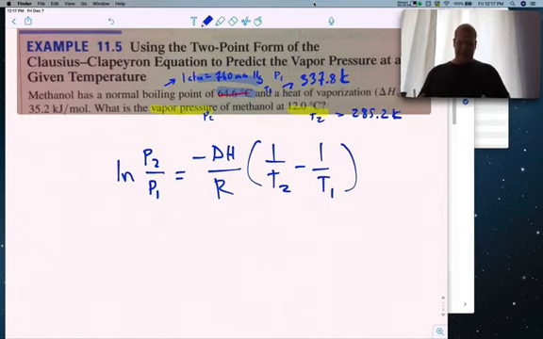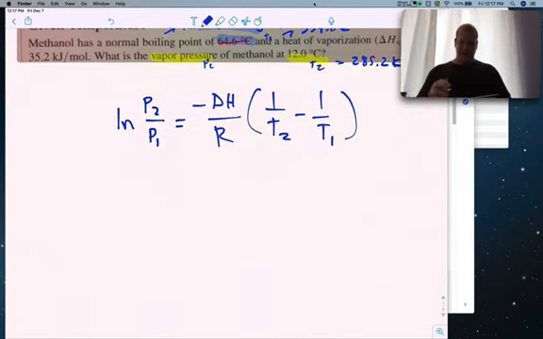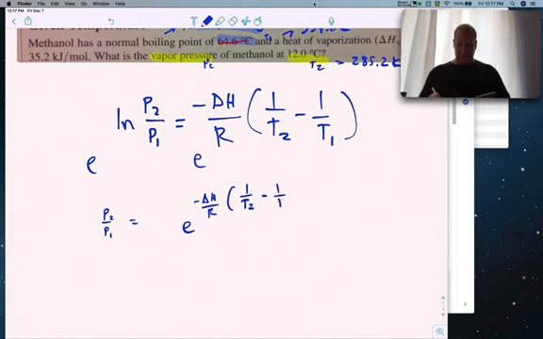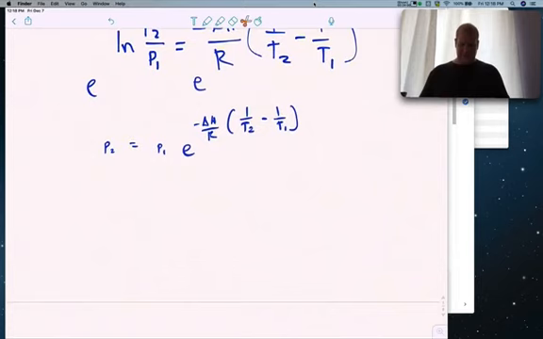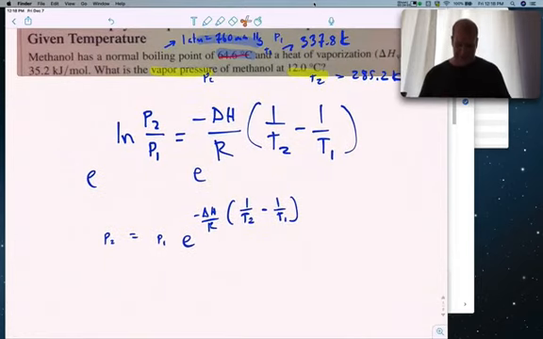And I like to do all the math first. So I'm going to take e to both sides, and I'll get P2 over P1 equals e to the minus delta H vaporization over R times 1 over T2 minus 1 over T1. Okay, and then I can multiply both sides by P1, and I just get the vapor pressure of the second is equal to the vapor pressure of the first times the quantity e to the minus delta H over R times 1 over T2 minus 1 over T1. Now I just put in the numbers.